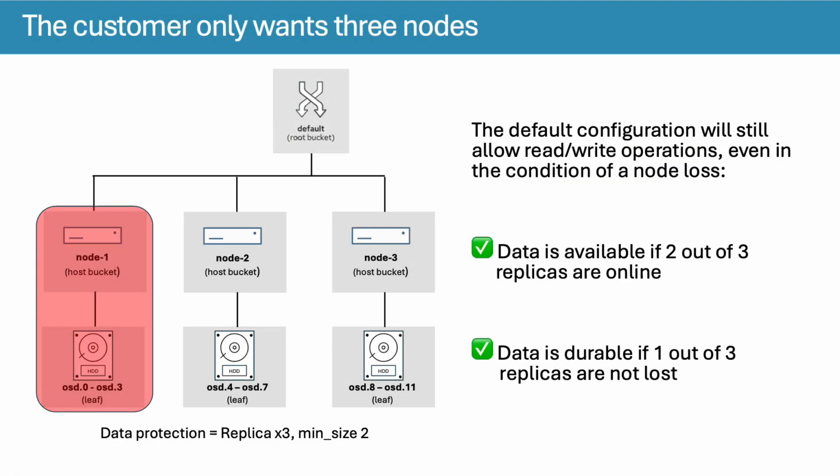How did I get here? Well, even though my recommendation is for a 4-node cluster with replica 3, the customer only wants 3 nodes. So in the customer's mind, we're still good, right? Because, well, if a node's down, we still have 2 out of 3 replicas online. We have availability, good availability, and we're also minimally durable because our threshold is if only 1 replica is online, we still have our data intact.